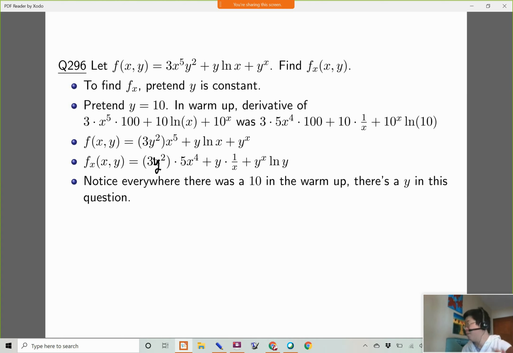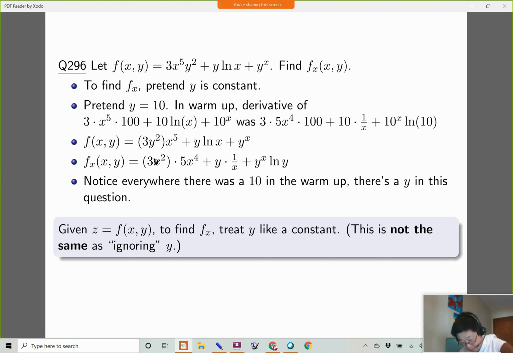Okay, we're just going to look at more examples. This is the only thing for the rest of class today, really. So what's going on here is, if you're given a function with 2 input variables, to find f sub x, you treat y like a constant.